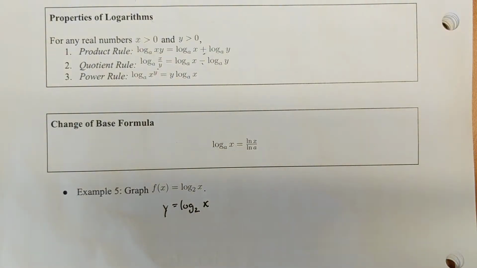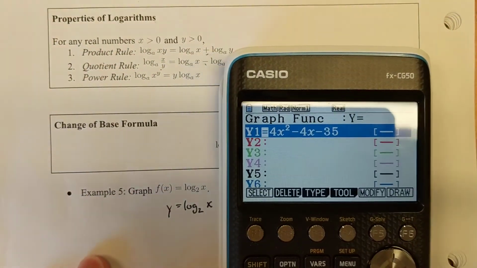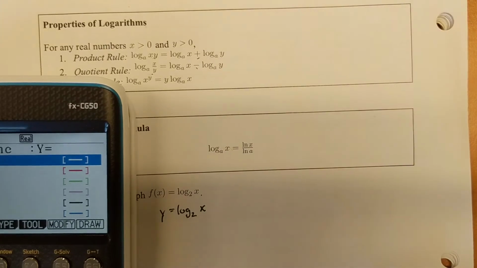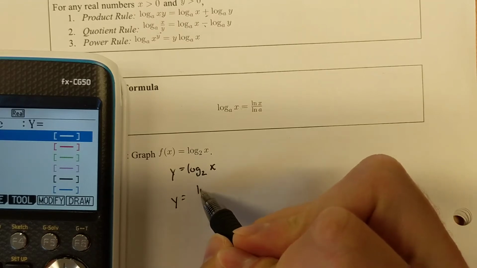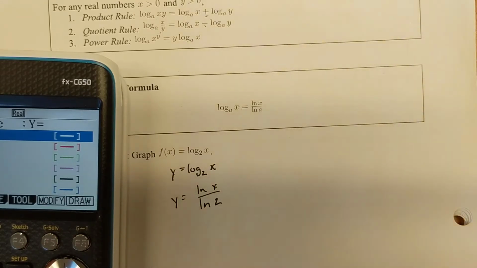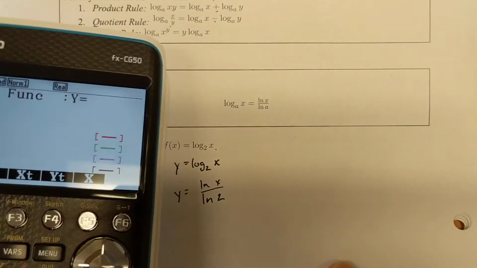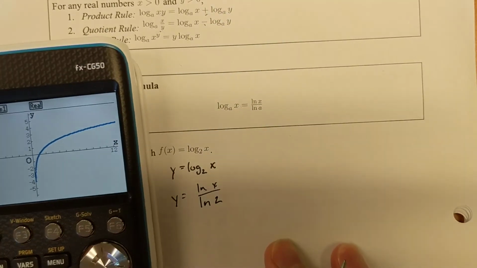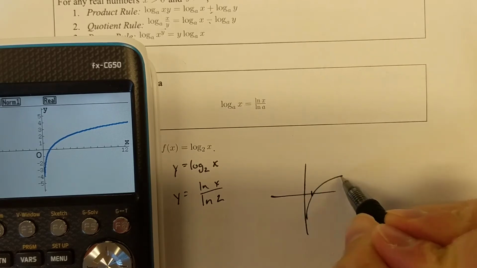So let's grab our handy dandy calculator. Menu, graph. Oh, sorry, I know the reason that's on there. We need to do this with change of base because I can't type log base 2 into my calculator. So I'm going to use this rule: y is equal to the natural log of x over the natural log of 2. Then I can type that into my calculator, and draw that, and it looks something like that.